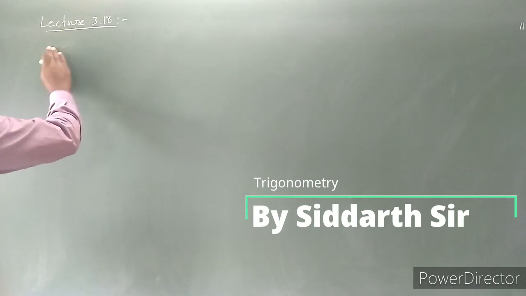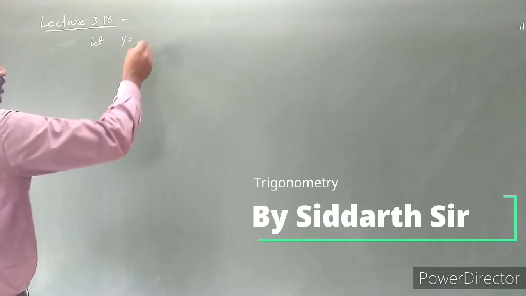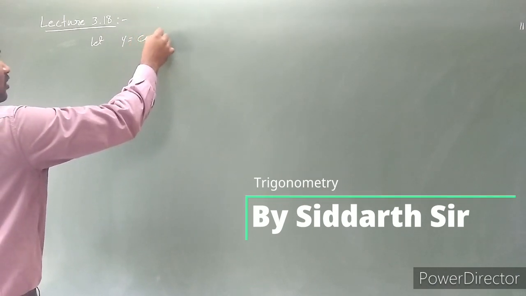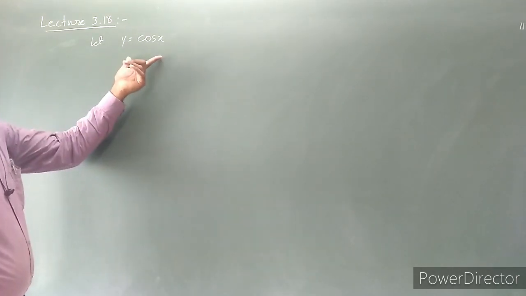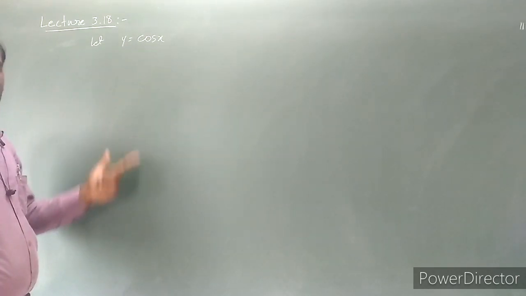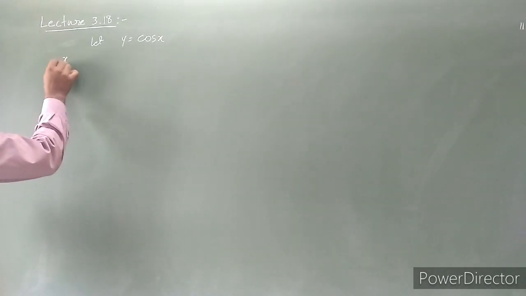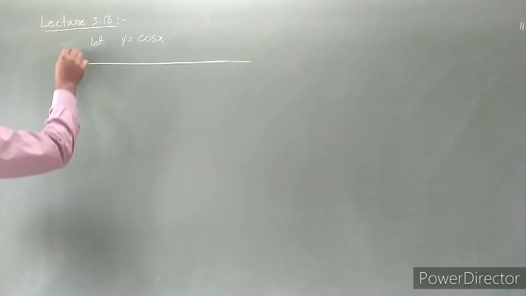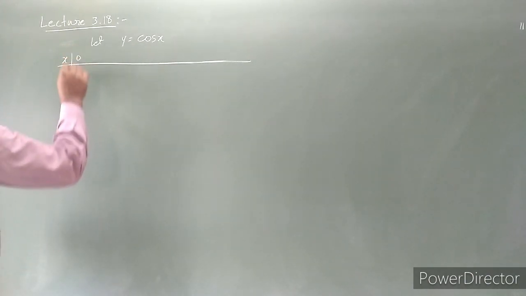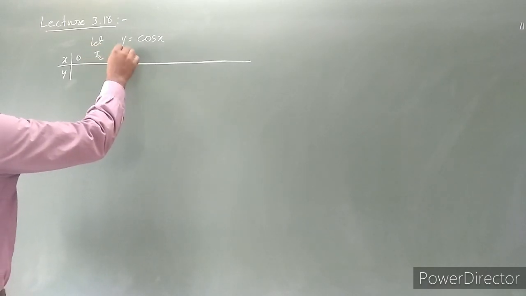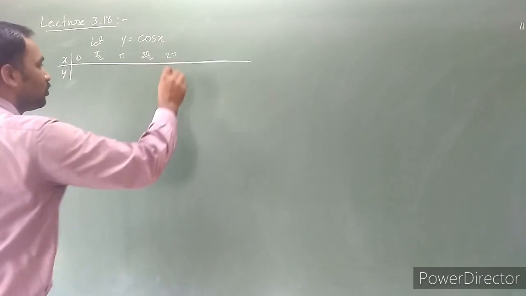So, the graph of the cosine function. I just consider y equals f of x equals cos of x. As you know how to draw the graph of the sine function, in the same manner we need to draw the graph of the cos function. Take the values for x and corresponding values of y. For x, I take the angles 0 degree, pi by 2, pi, 3 pi by 2, and 2 pi.